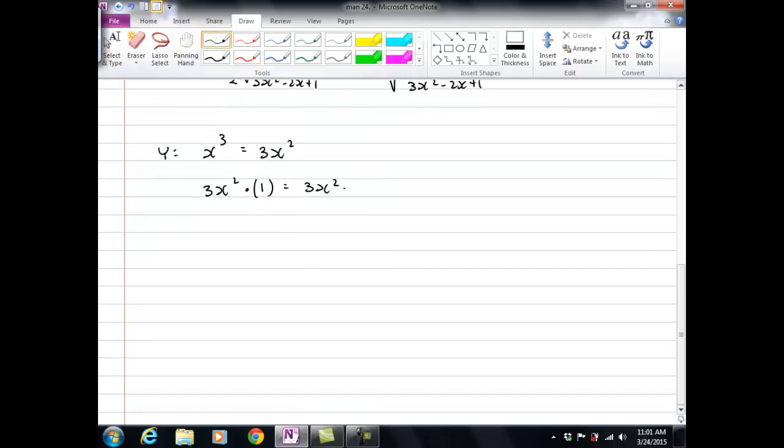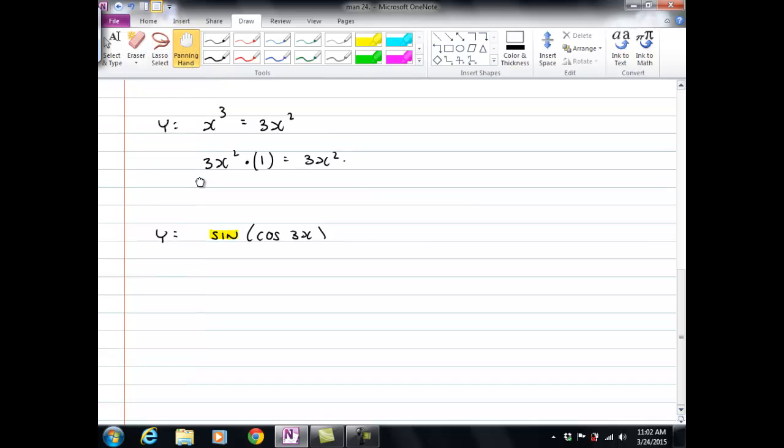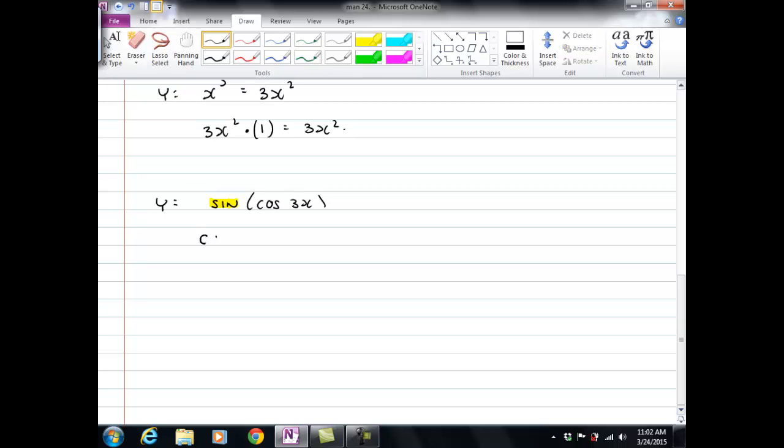If I give you a question with trig, and this is where some of you ran into trouble, sine of cos 3x. So what I'm going to do is take the derivative of the outside. The outside first is the sine. So the derivative of sine is going to be cos. I keep all this the way it is because I'm going to take the derivative of the outside, which is cos of cos 3x. Okay, that's the first thing I do.